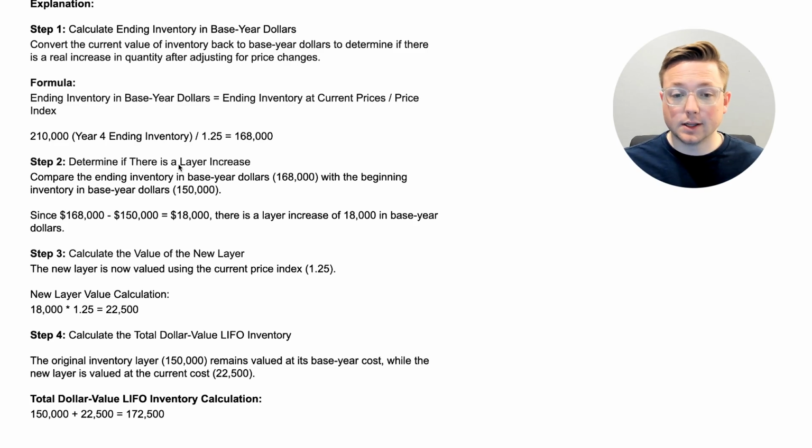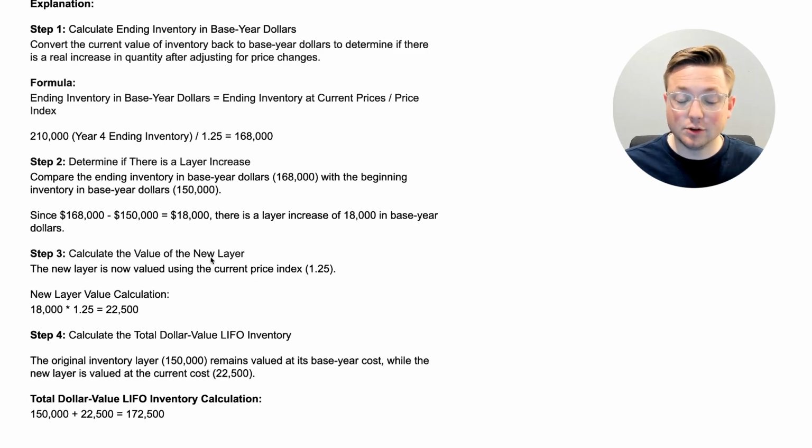So now we take that amount, we go to step 2. We determine if there is a layer increase. That basically means you compare this $168,000 to the base year dollars of $150,000. And we can see that $168,000 less $150,000 is $18,000 greater from year 3 to year 4. So there is a layer of $18,000 in year 4 based off of the year 3 base dollar amount of $150,000.